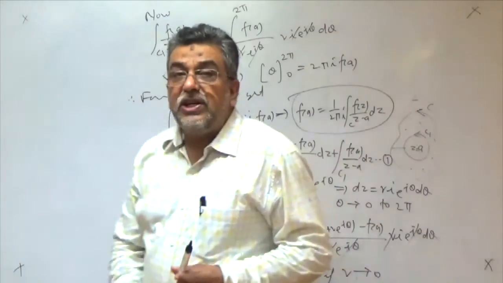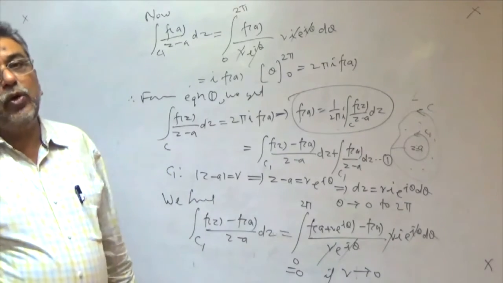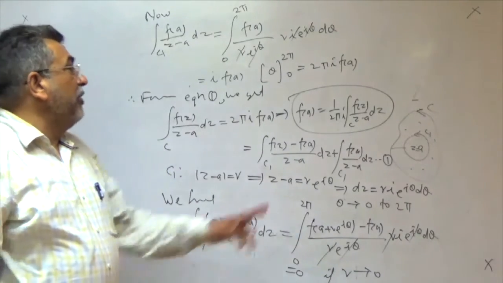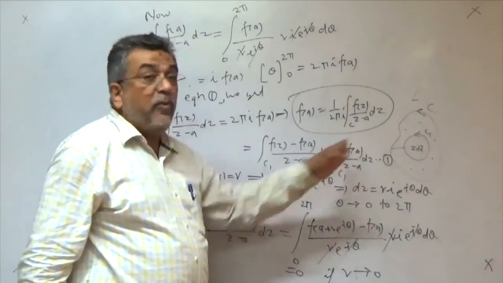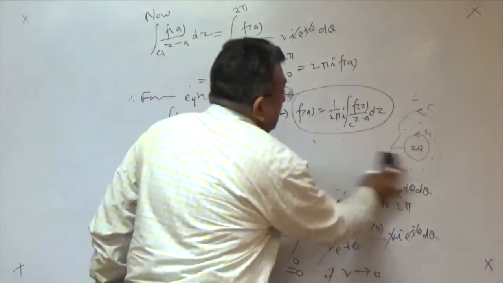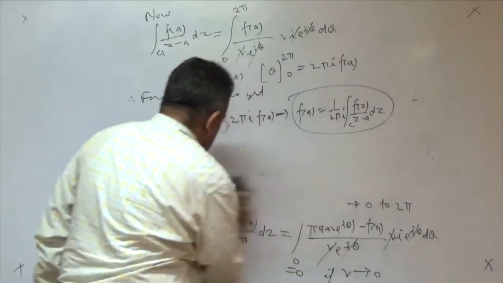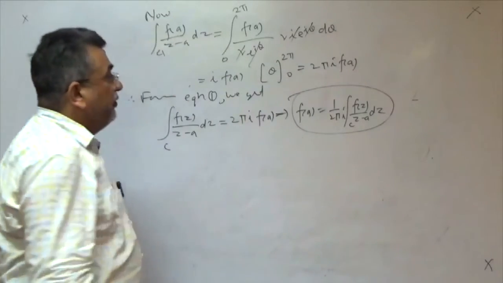Right? If the function is analytic and z equal to a is a point inside a closed curve C, then the value of that function at point a can be expressed in the form of such an integral. This is the proof of Cauchy's integral formula, the first theorem which I stated in the last lecture and proved today.